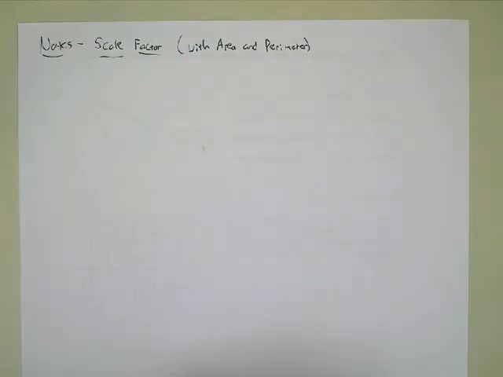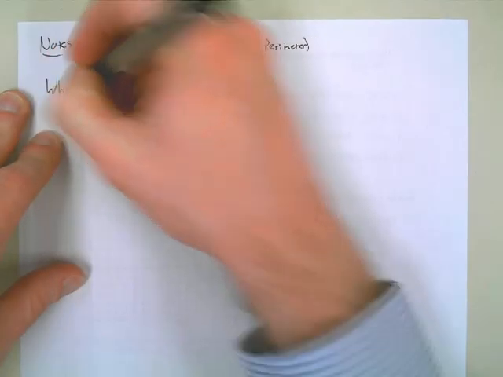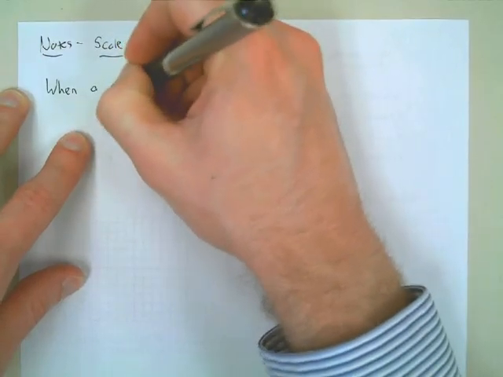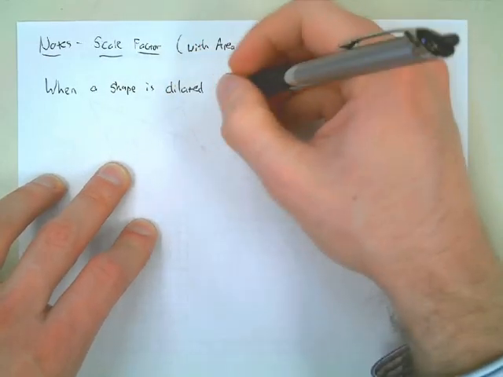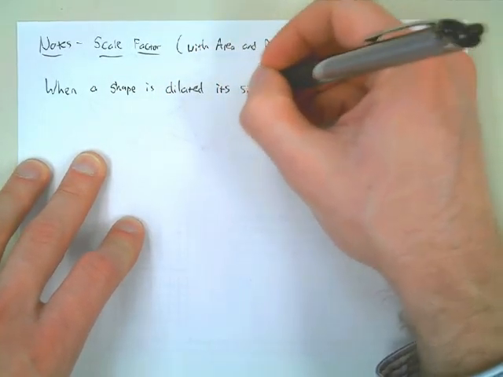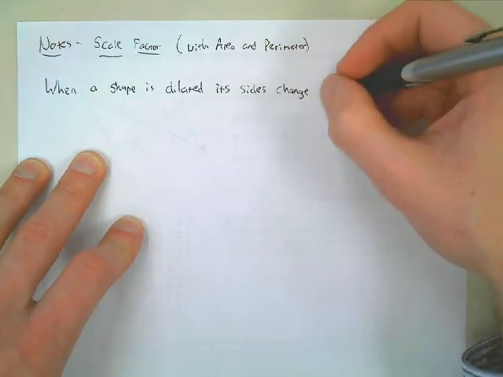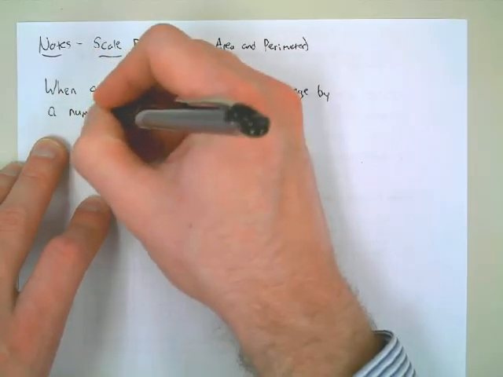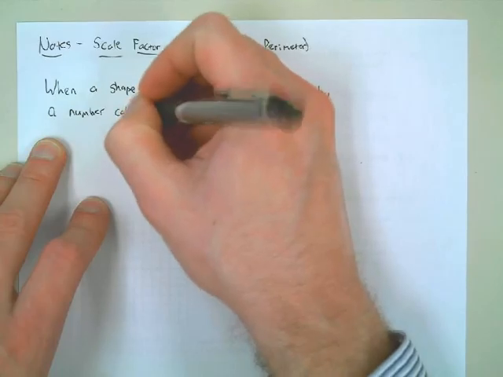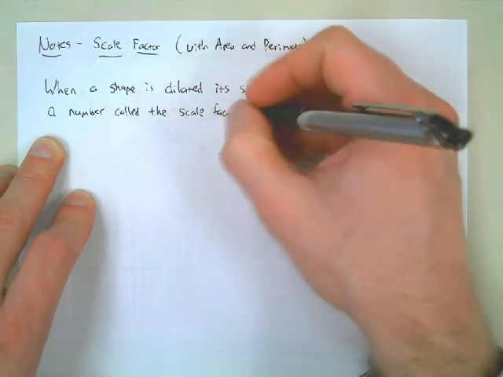This is what I want. So when a shape is dilated, its sides change by a number called the scale factor, right?